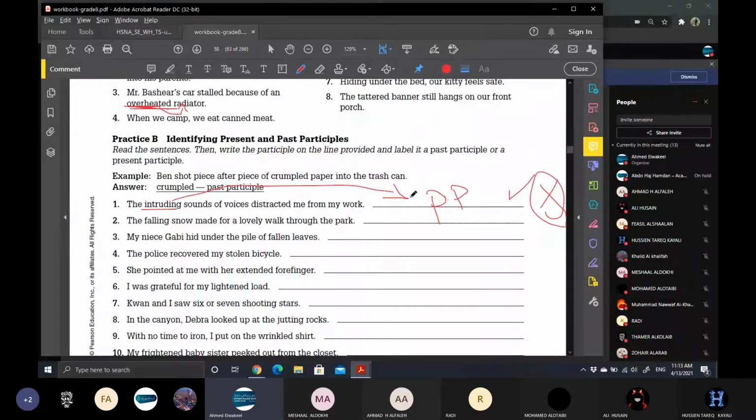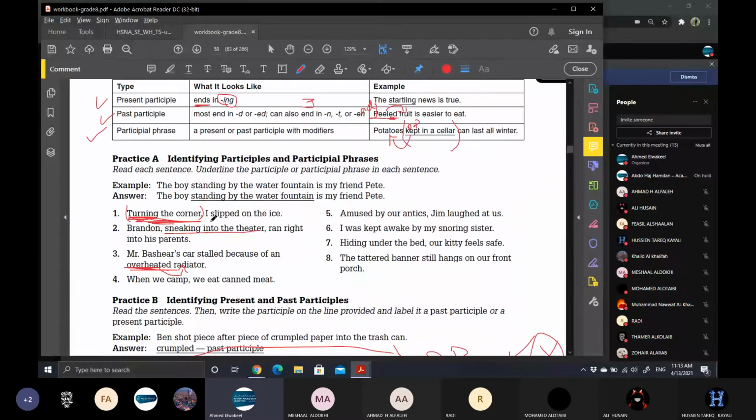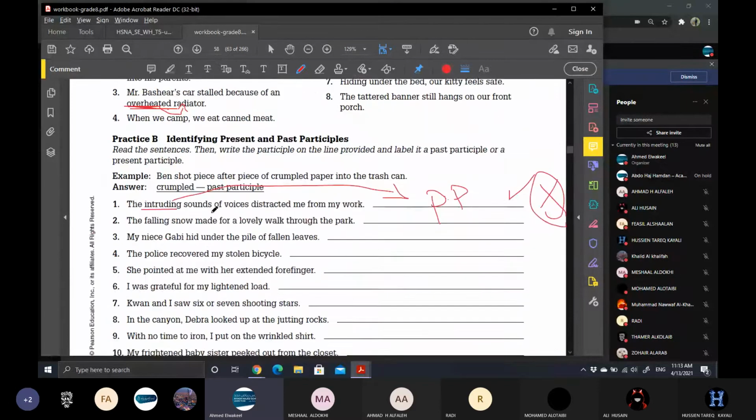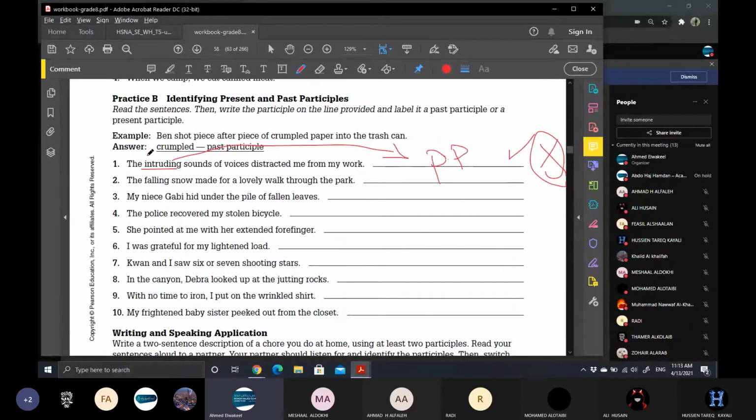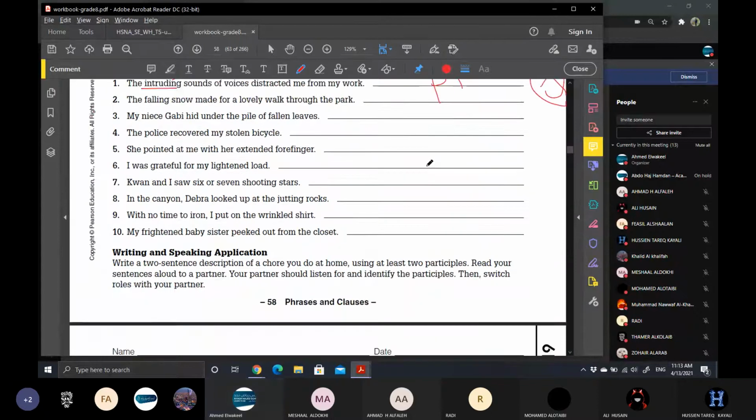Okay? So I either give you a question where you choose the participle or participle phrase, or the second one to choose whether the participle here is present participle or past participle.